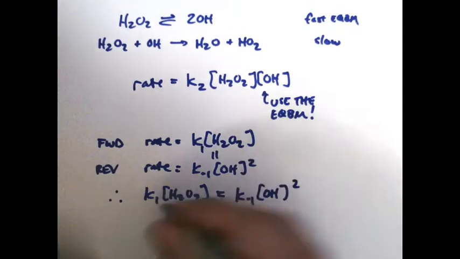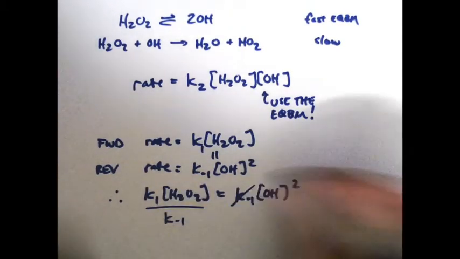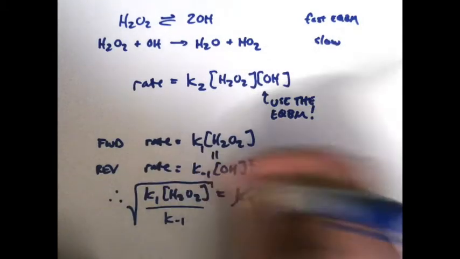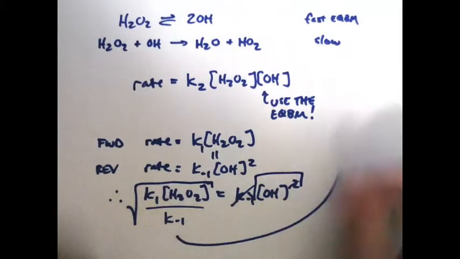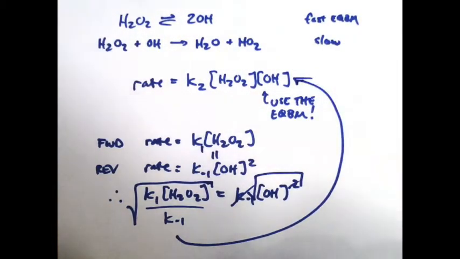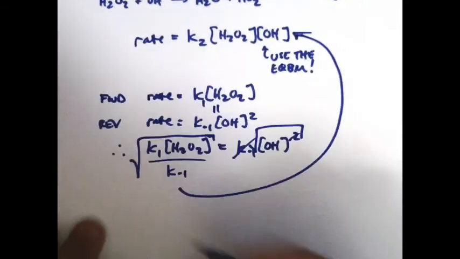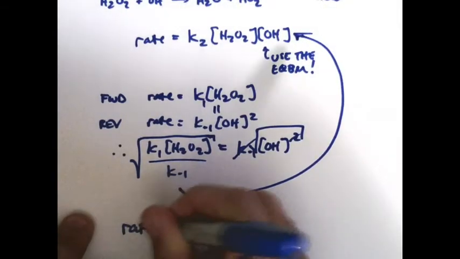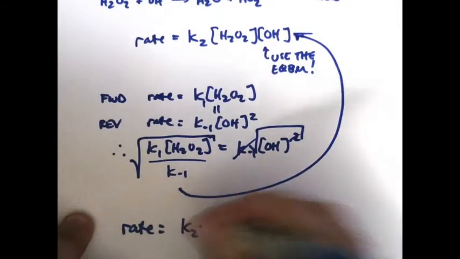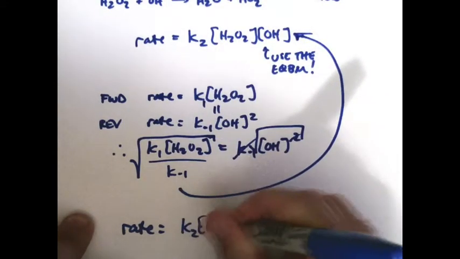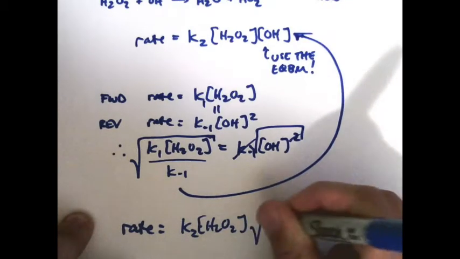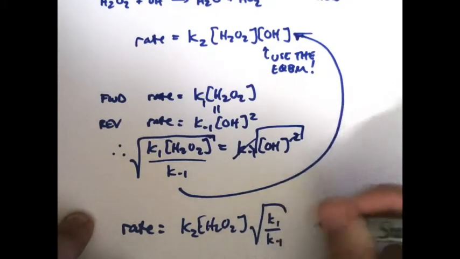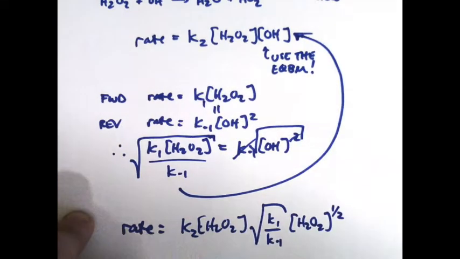And so to do that, we're going to divide both sides by K minus 1, and then I'm going to take the square root of the whole dang thing, and that's going to knock this guy out. And so now this can go back in for that. And the result here is that I end up with the following new rate law for my initial reaction. It's now going to be K2 times H2O2 concentration times all of this. So square root of K1 over K to the minus 1 and H2O2 also under the square root. So that's to the 1/2 power.